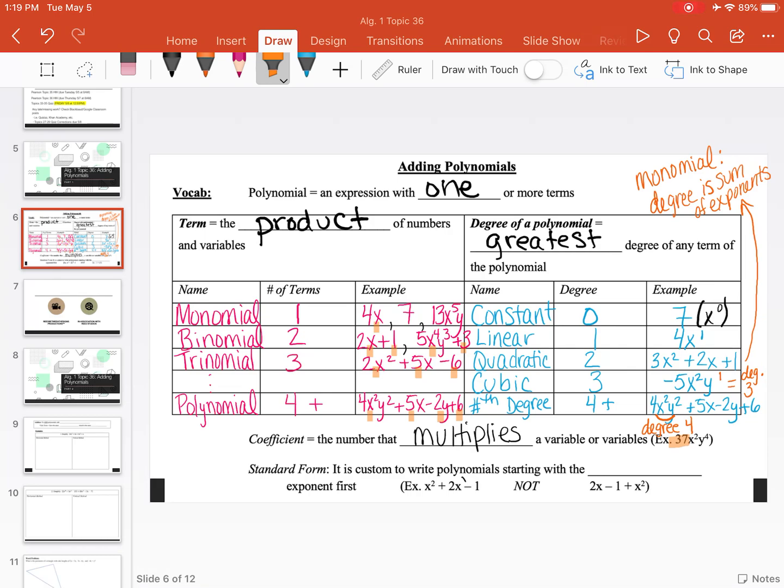Now, oftentimes, after we simplify polynomials, or even just generally when we're writing them, we write them in what's called standard form. It's customary to write polynomials starting with the highest exponent first. So in the example below, we would write this as x squared plus 2x minus 1. Now this 2x has a power of 1. So it's going in decreasing order. We wouldn't write this with all of our powers jumbled around, like 2x minus 1 plus x squared. That is not considered written in standard form.